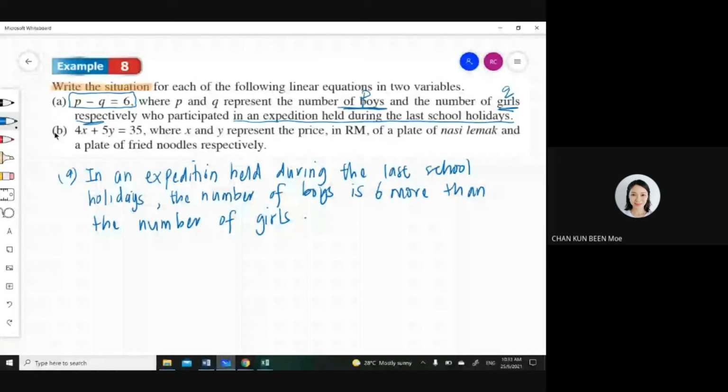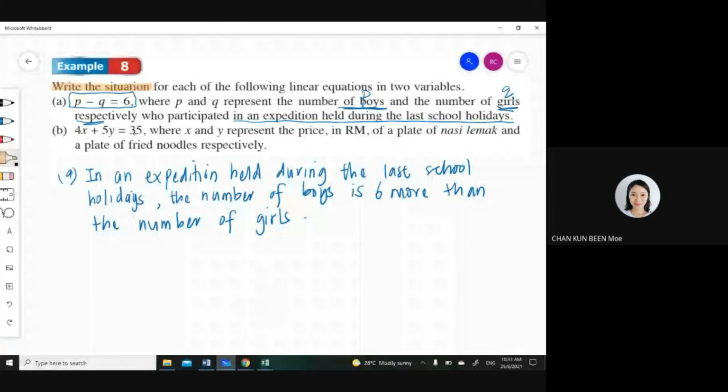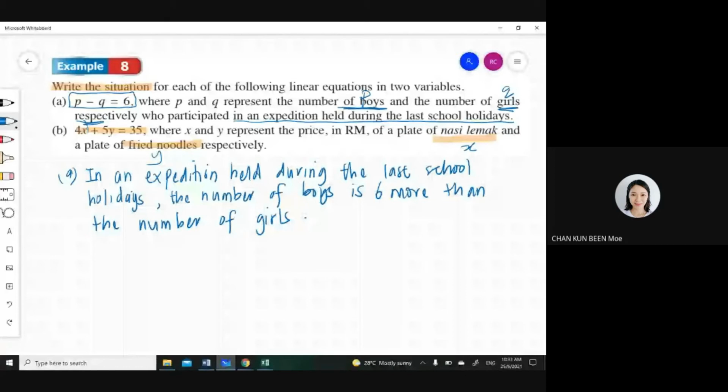Now we look at B. 4x plus 5y equal to 35, where x and y represent the price in RM of a plate of nasi lemak and a plate of fried noodles, respectively. So the x is nasi lemak and the y is fried noodles. For nasi lemak, you can guess already, right? 4x means 4 plates of nasi lemak and 5 plates of fried noodles. Very good. So 5y here means 5 plates of fried noodles.